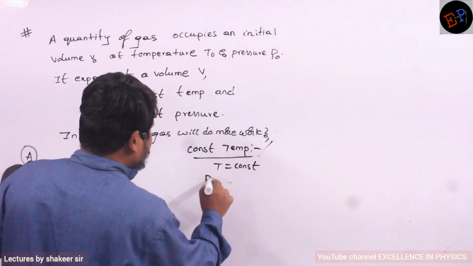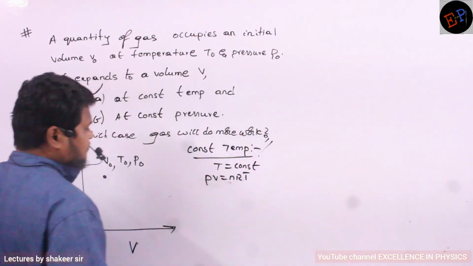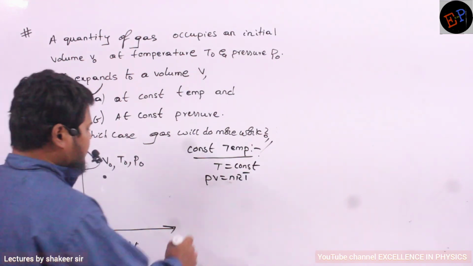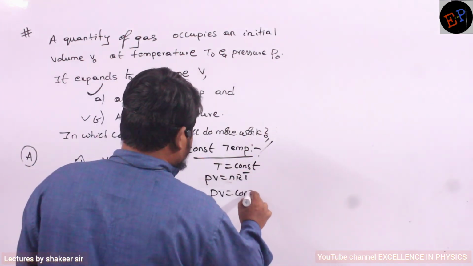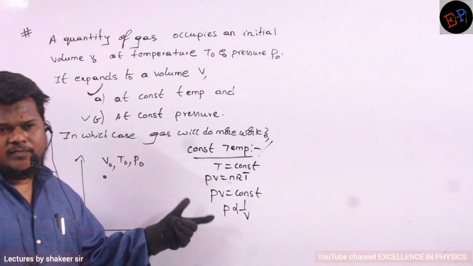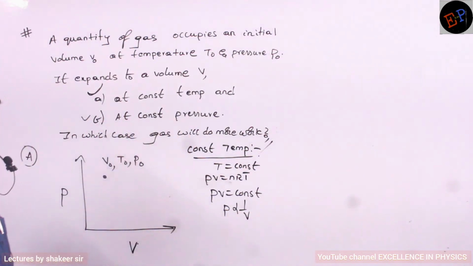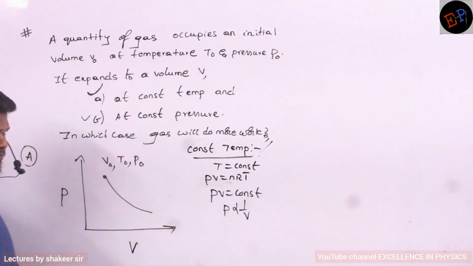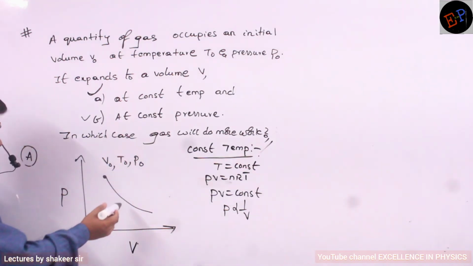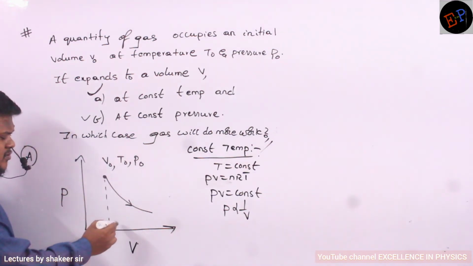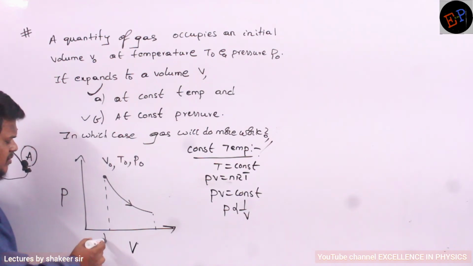In the ideal gas equation, we know PV is equal to nRT. If T is a constant, R is a constant, and n is already a constant, it means PV is a constant. If PV is a constant, then pressure is inversely proportional to volume. This is Boyle's law. So the first process follows Boyle's law. If pressure is inversely proportional to volume, how can I draw the graph? This is how I have to draw the graph. And this should be the direction of the graph, because we are moving from lower volume to higher volume. This is V naught.